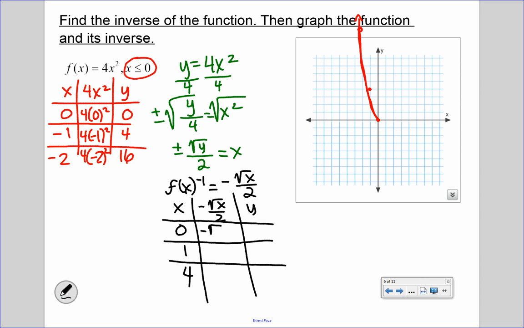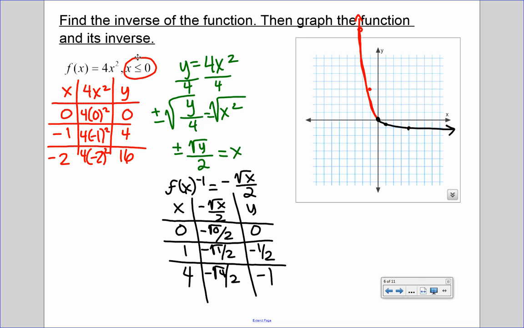So I have a negative square root of 0 over 2, which is 0, a negative square root of 1 over 2, which is -1/2, and a negative square root of 4 over 2, which is -1. So you see now we have 0 is allowed, and we have negative values for y, so our domain is correct. So we're going to graph (0, 0), (1, -1/2), and (4, -1). And now we have our inverse.